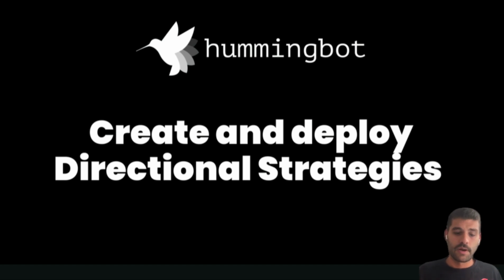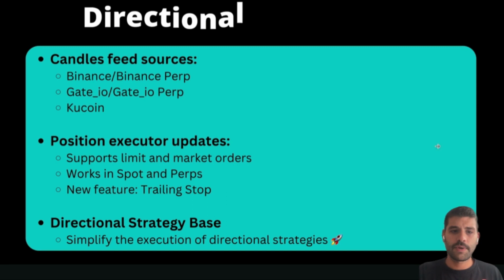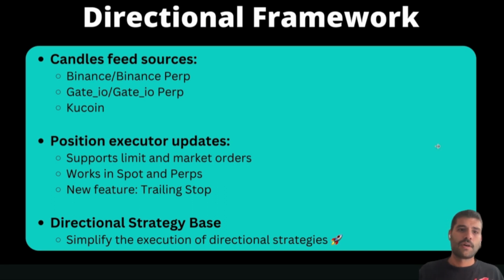So, well, we are working very hard to make the UX of this better every release. So, the changes that we have in the Directional Framework. In terms of feeds, candle feed, we added more sources. Before we only had Binance and Binance Perpetual. We added Gate.io, Gate.io Perpetual, Kucoin Spot, because they are not providing WebSockets for the candles of Kucoin Perpetuals yet.